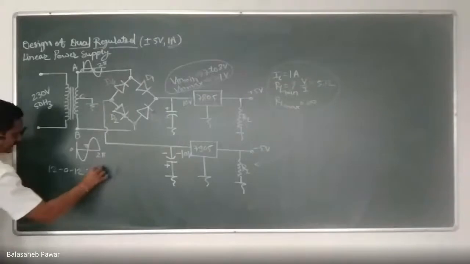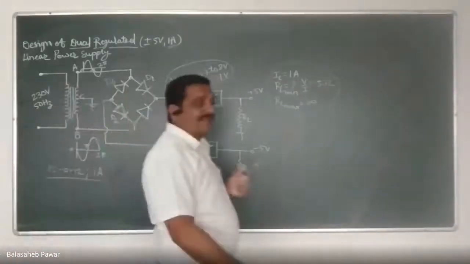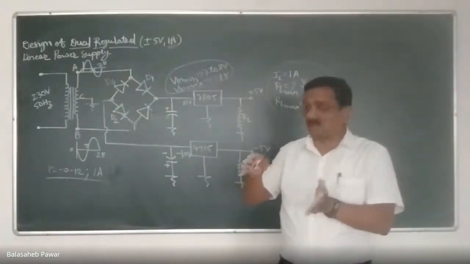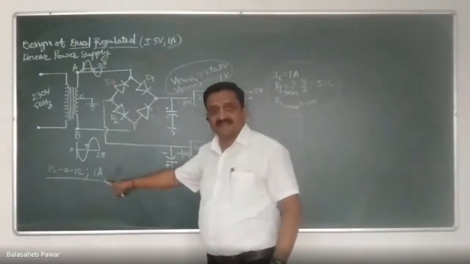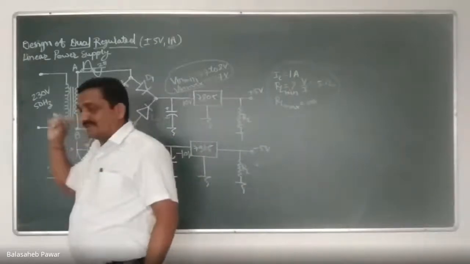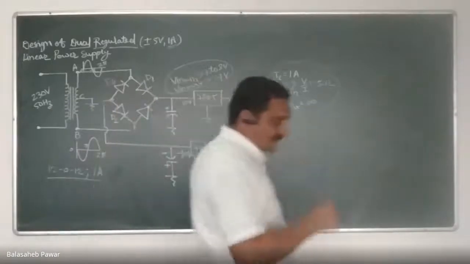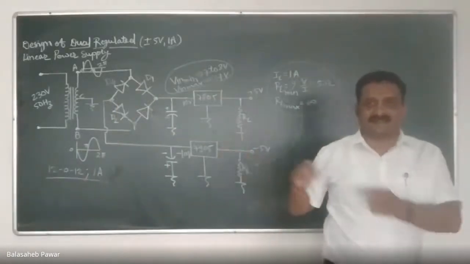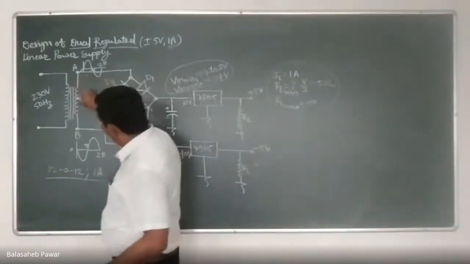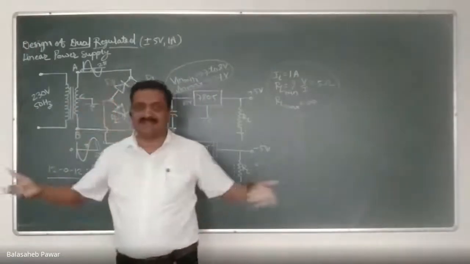and its current rating is mentioned as 1 ampere by the manufacturer, that 1 ampere means what? That the complete secondary coil is capable of providing 1 ampere of current. So whatever calculation you perform here for the current rating of this transformer, while actually selecting that transformer, that current rating should get double, because I already told you that half secondary is responsible for providing the positive output, and half secondary is responsible for providing the negative output.